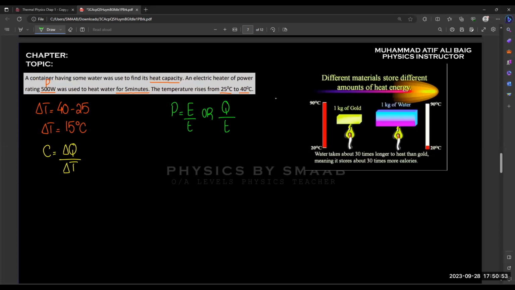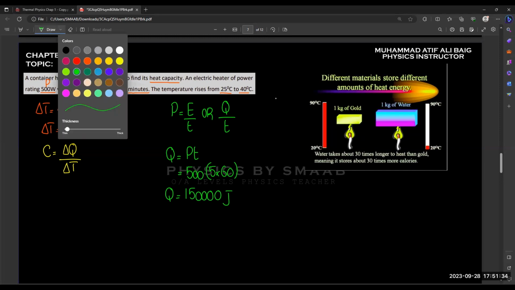So basically, Q will be equal to P into T. P is 500 and T will be 5 into 60. That will give you the answer in seconds, right? So basically that will give you the value of the amount of heat. So this will be the amount of energy we are providing to the system.